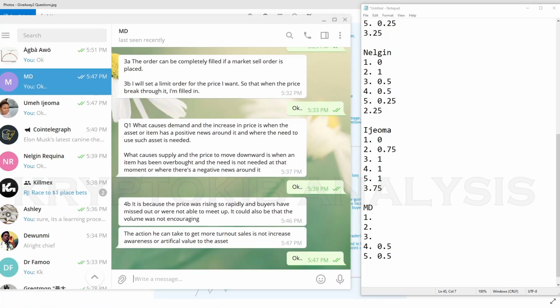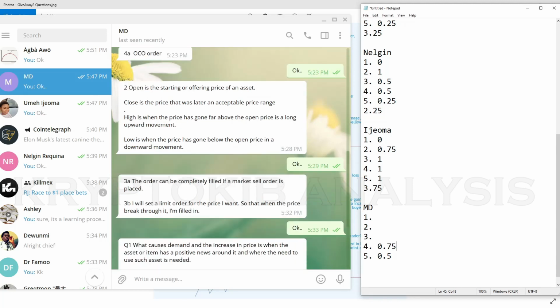It's because prices are rising so rapidly. I don't know if this now is to the second one. But it says buyers have missed out or were not able to meet up. It could also be that the volume was not encouraging. The action it can take to get more turnout is not increase awareness or artificial value to the asset. If you say not increase artificial value to the asset, I will say that is correct. But when you say not increase awareness, yes, that's for the first question, but for the second question it is wrong. So let's give him 0.25. So that question 4 will be 0.75.